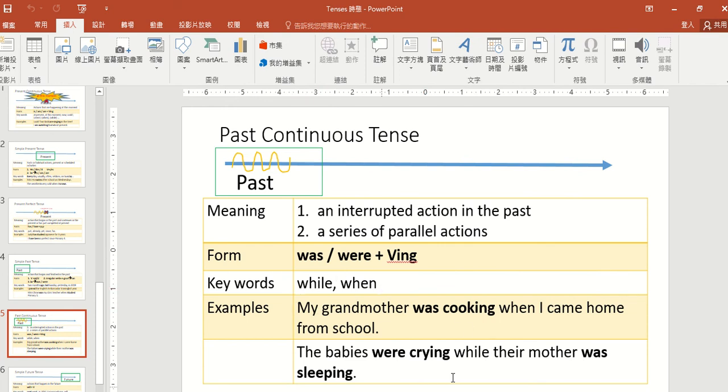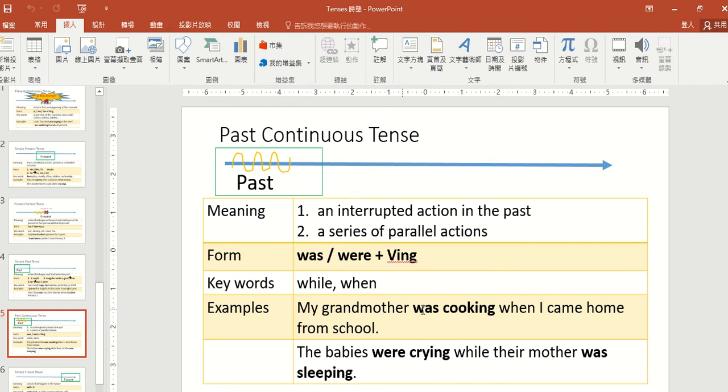So the examples will be like this, so you can read with me. My grandmother was cooking when I came home from school. The babies were crying while their mother was sleeping. Okay, so you can see these actions happened in the past, and so we use was, were, plus an ing. And then why do we use past continuous tense, not simple past tense, because you can see there are two actions.